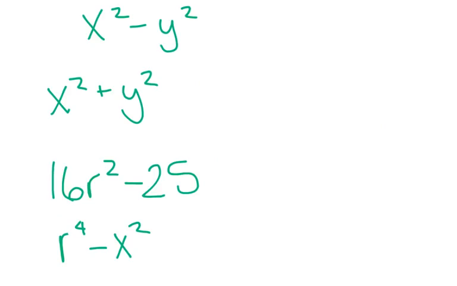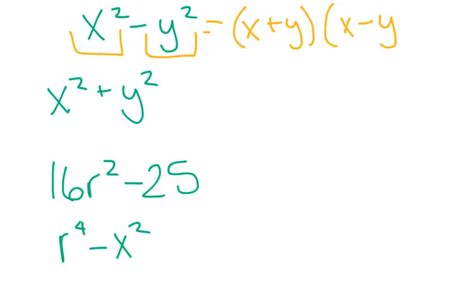Let's try a few examples. Let's see which of these indicate a difference of squares and can be factored using that formula. X squared minus y squared. X squared is a squared value and so is y squared, and we're taking the difference, so we should be able to factor these out to equal x plus y times x minus y.